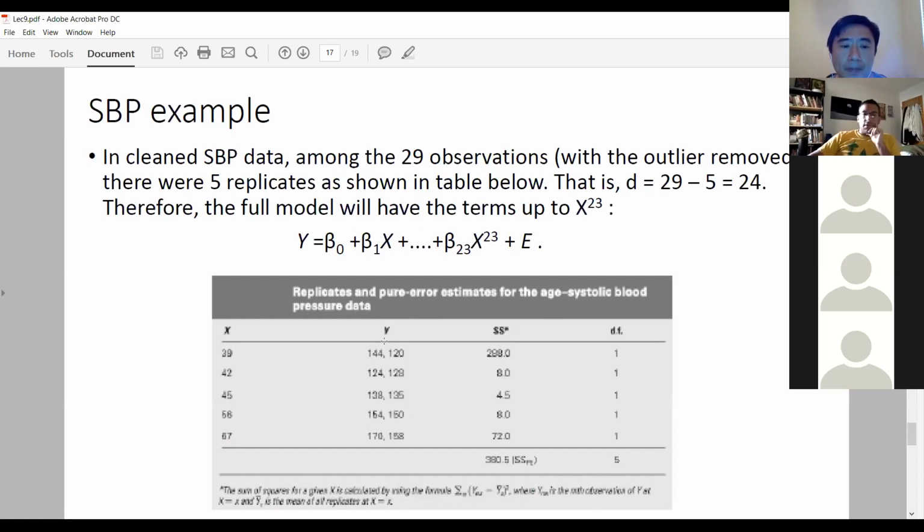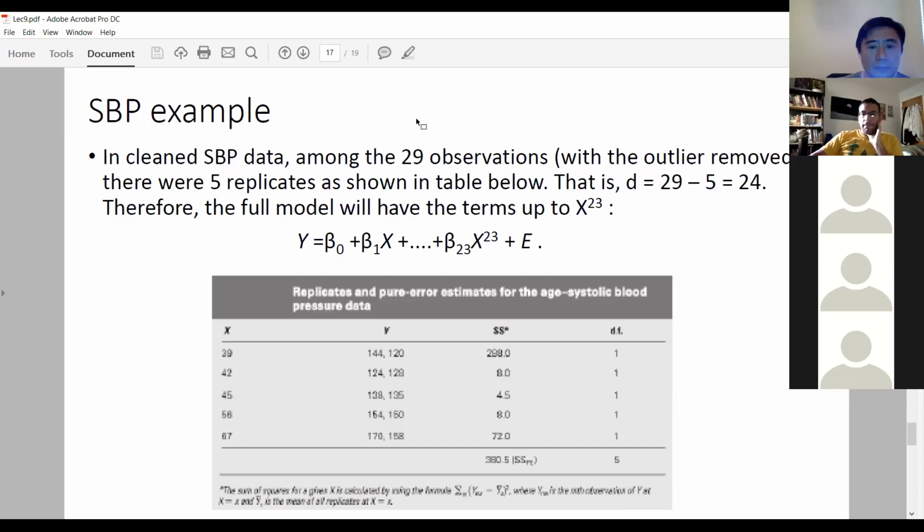So for example, for every x value, when x equals 39, there are 2 values corresponding to the 39. So the x values are the replicates, correct? Right, the 2 values corresponding. It's not the cubic term, because you have the same cubic term, right? You have the same quadratic term.